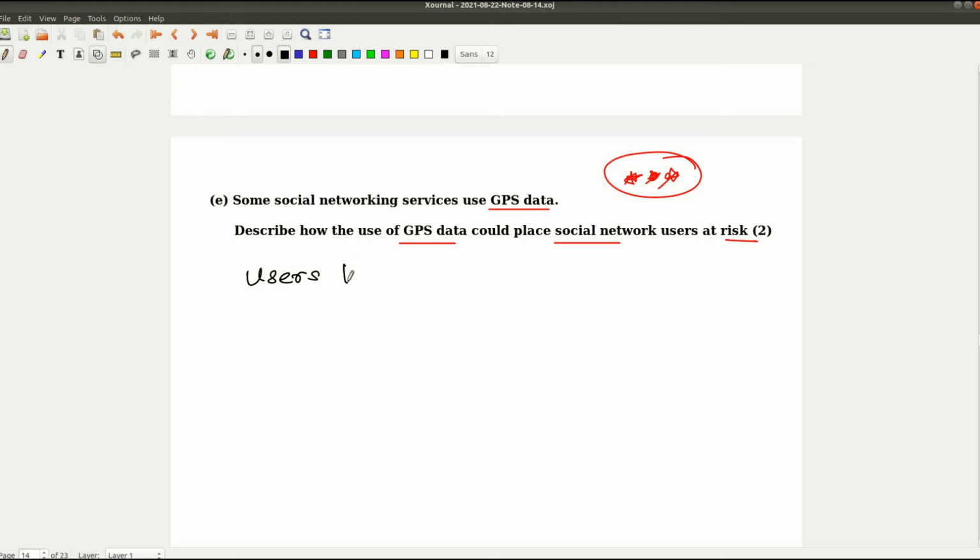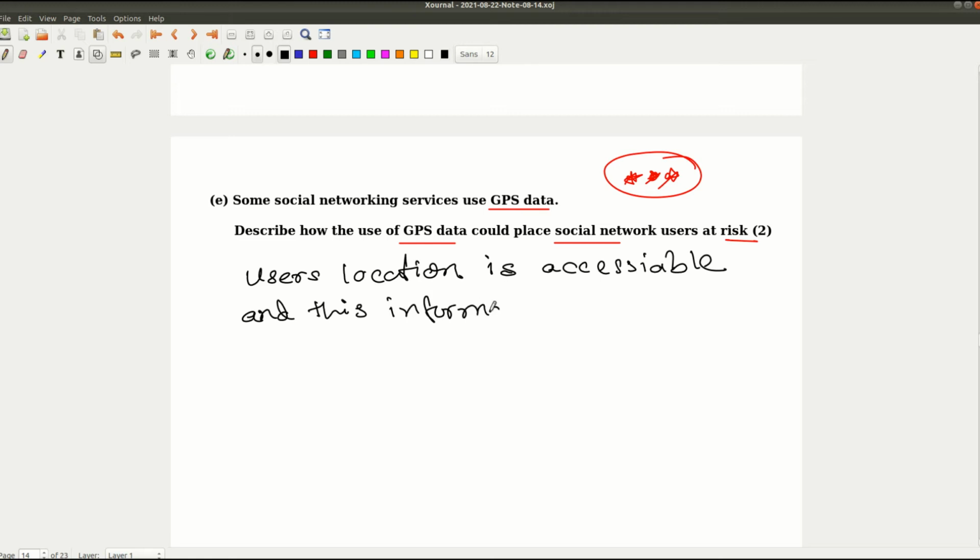So the user's location is accessible and this information can be used inappropriately.